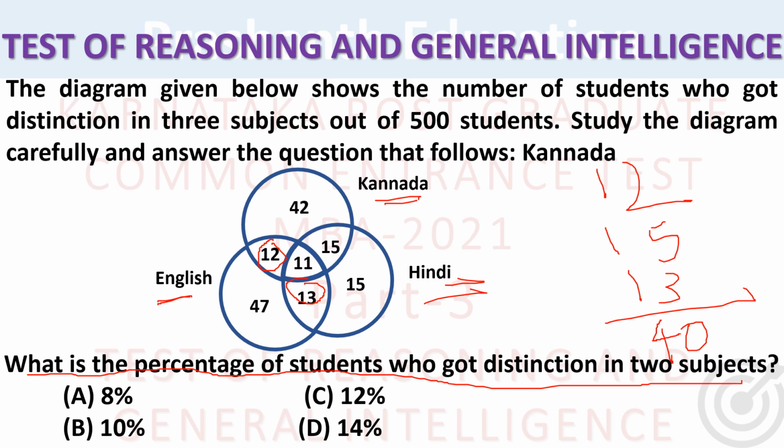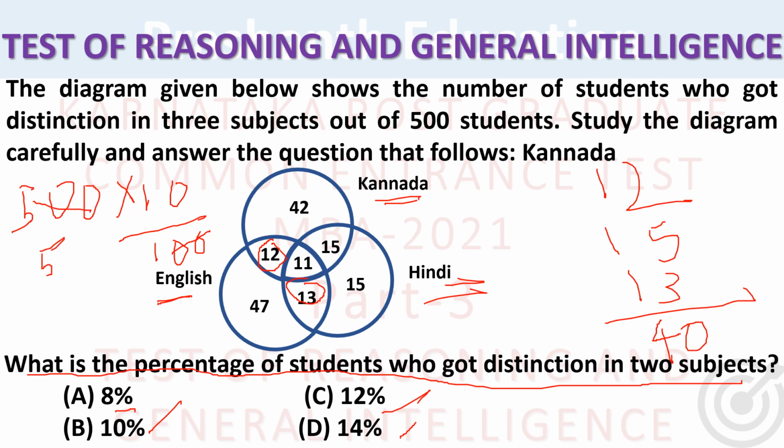Now let's look at the options we have: 8%, 10%, 12%, 14%. First let's look at what 10% of 500 means. 10% of 500 we can easily calculate as 10 divided by 100 times 500, so the zeros cancel and we get 50. So anything more than 10 is not our answer. 10 is not our answer, 12 is not our answer, 14 is not our answer. The correct answer is 8. This one we can easily find out if you follow the videos I have made on how to calculate percentages.